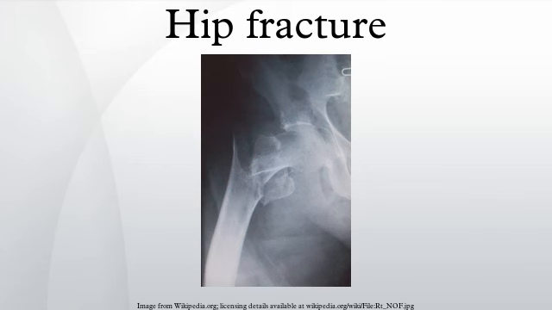Signs and symptoms. The classic clinical presentation of a hip fracture is an elderly patient who sustained a low-energy fall and now has pain and is unable to bear weight. On examination, the affected extremity is often shortened and unnaturally externally rotated compared to the unaffected leg.